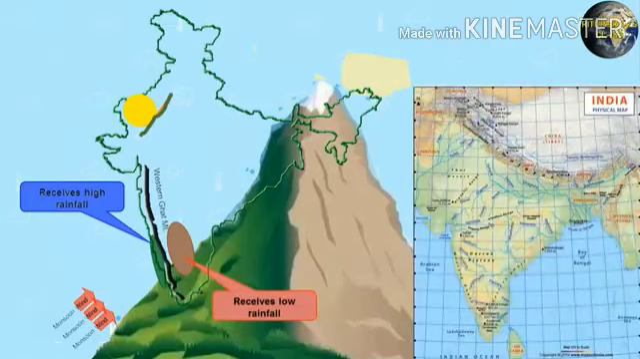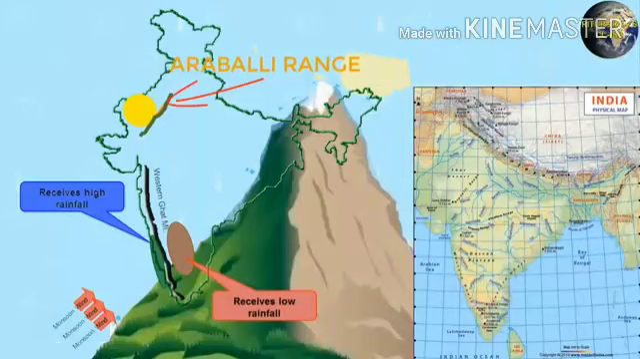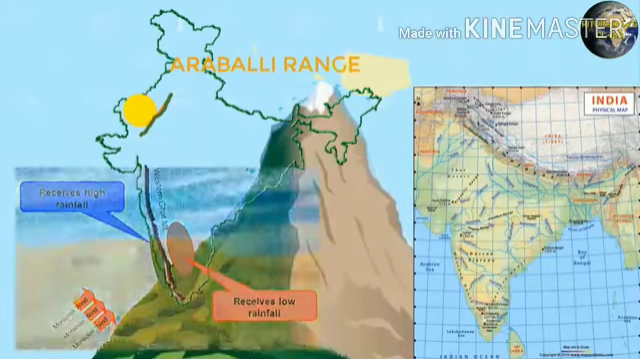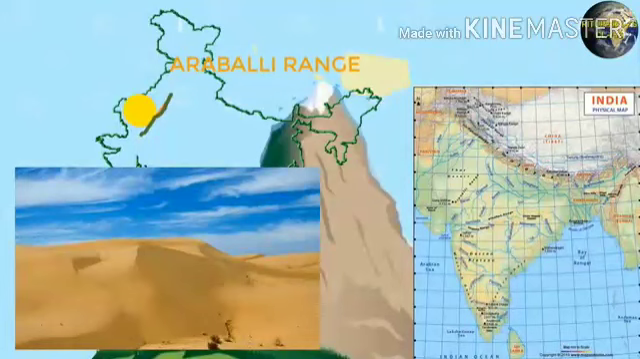Here observe another important thing. Because of the presence of Aravalli mountain, Western Rajasthan receives no rain from the Arabian Sea branch. As a result, it turned into desert region. Yes, I am talking about Thar Desert.